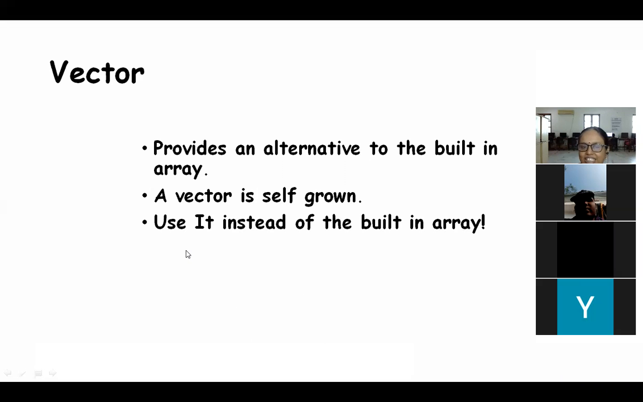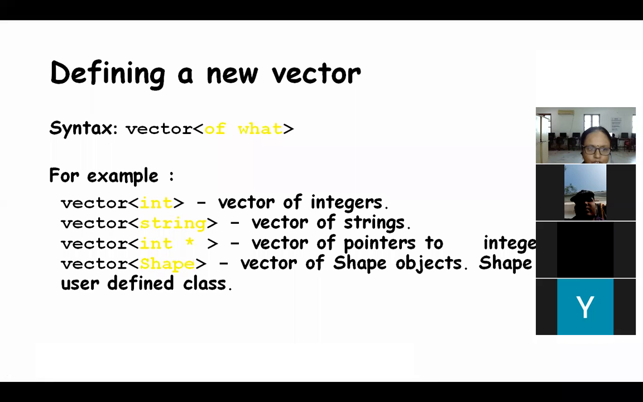Now vector. Vector provides an alternative to built-in arrays. I told you vector is similar to your dynamic array. What are the things available? What is the syntax available for that? I told you it is similar to your library functions, like how we have done string.h. Similarly, the word is vector. Here I will write int, string, int asterisk, shape. These are some of the header functions. So vector of integers, vector of strings, vector of pointers to integer, and vector of shape objects. These are all defined with the new vectors.